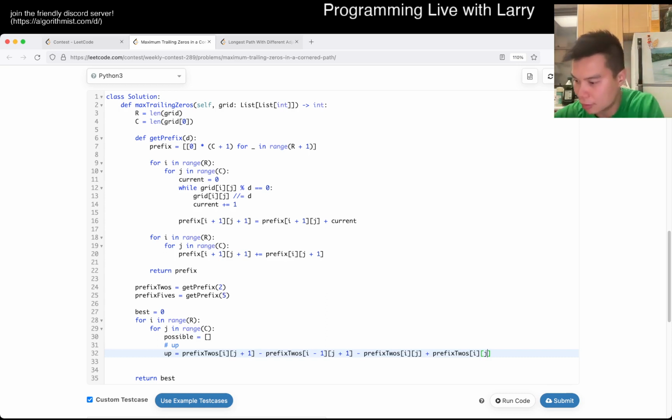We have I j plus 1, we have minus I minus 1 j plus 1, we subtract I minus 1 j, okay, I minus 1 j. No, we did that. No, this is I j. Okay, so then here is I minus 1 j. Okay, so I'm wrong on this one.